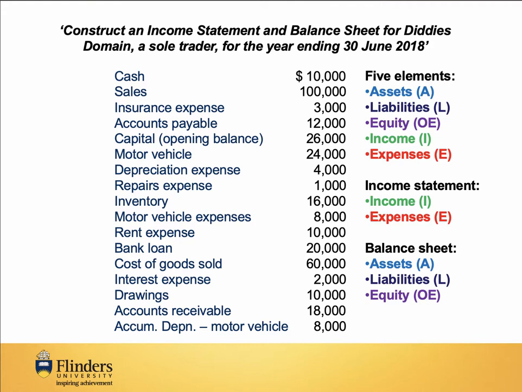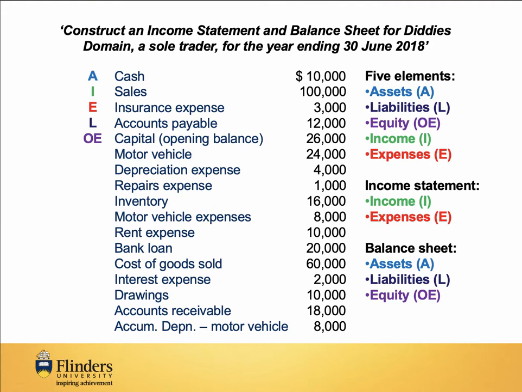So cash is an asset. Sales and income. Insurance expense, it already says it's an expense account. Accounts payable is an obligation to pay money to someone, maybe a supplier from whom you have purchased on credit, or some other expense account that is still owing. So it's a liability. So capital opening balance, capital is an equity account, so owner's equity.